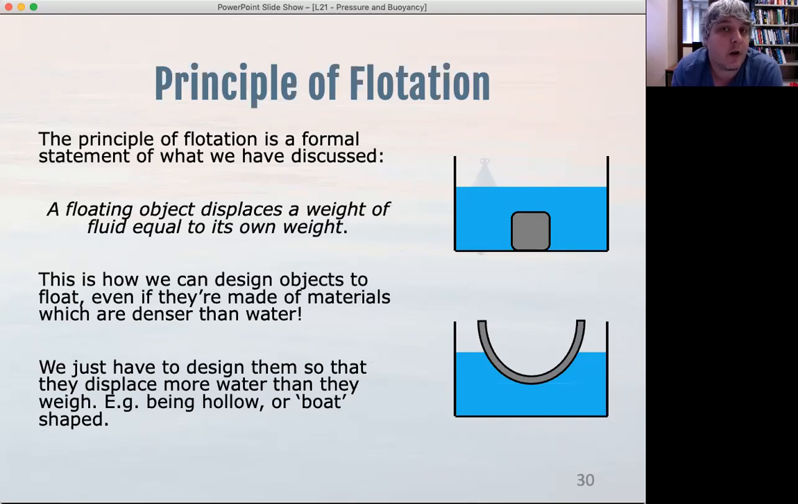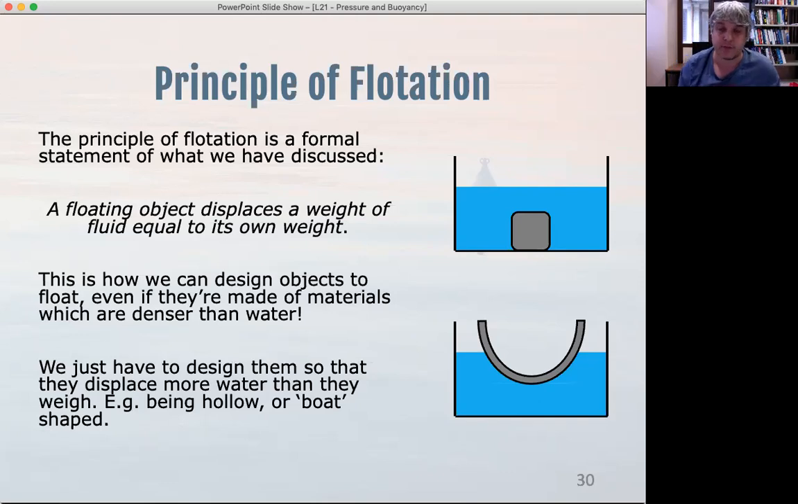So that's why we have hollow boats. Boats can be made out of steel. Steel normally sinks, but by making it into a bowl shape or a hollow shape, it pushes more water out of the way than its own mass. This is where I get confused, I'm not sure why. The weight of the water that it pushes out of the way is greater than the weight of the steel itself, and so the steel bowl-shaped thing can float.